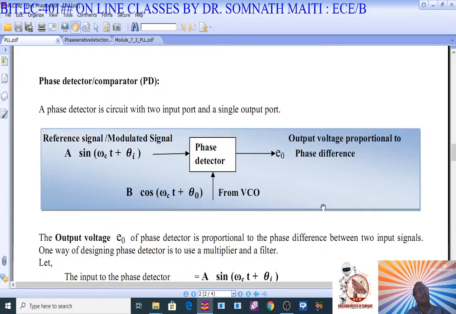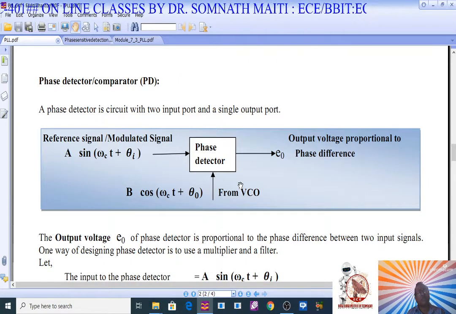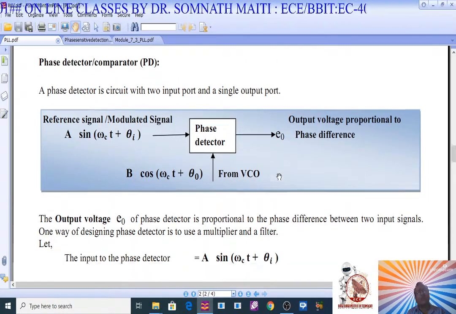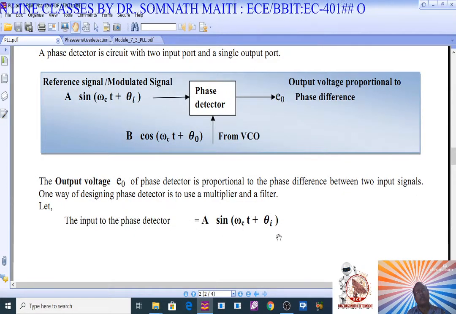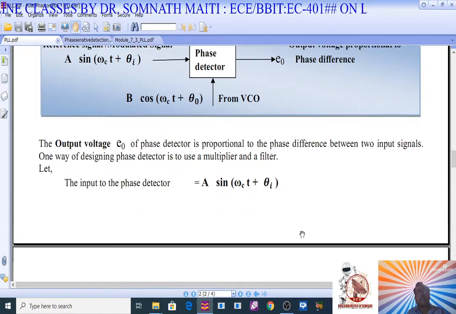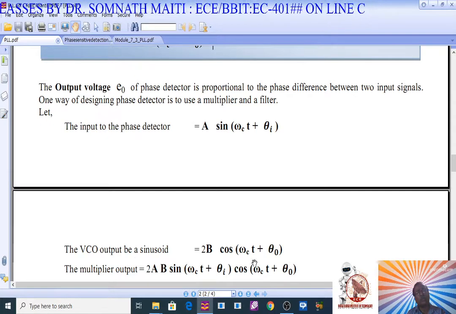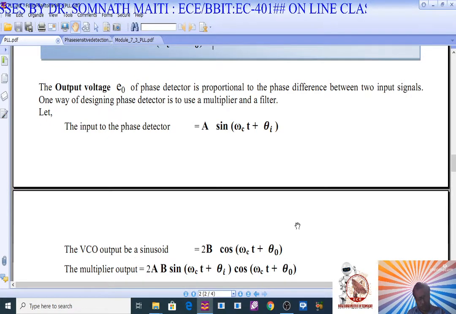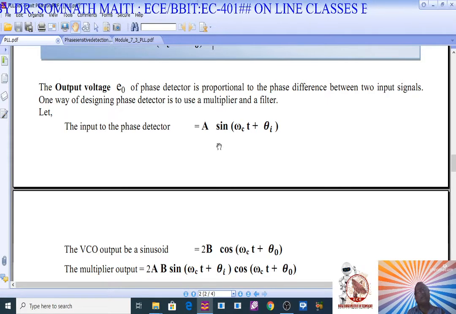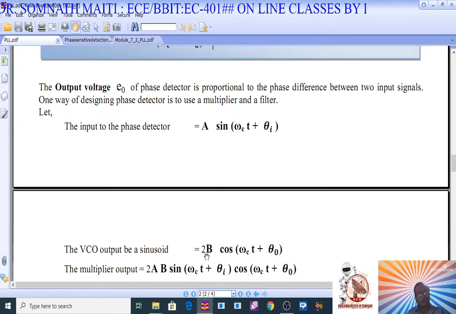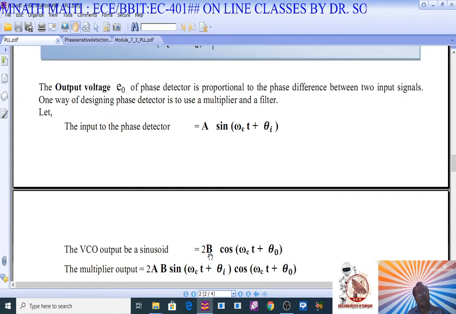Another part is the phase detector. Phase detector is nothing but a balanced modulator, which will multiply these two signals with a filter. Let's say the input signal to the phase detector is A sin(omega_c t + theta_i), theta is the phase angle, and the VCO output is a sinusoid 2B cos(omega_c t + theta_0). You might ask why I have taken 2B. Why not B? You can take B, but it is used to simplify the calculation.